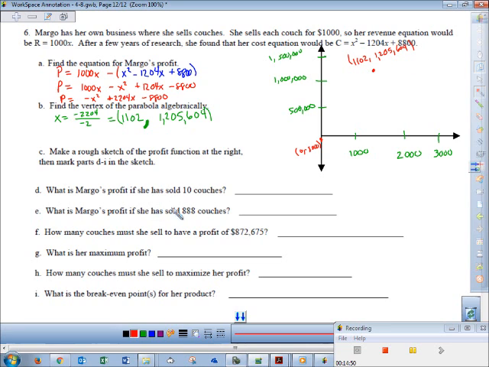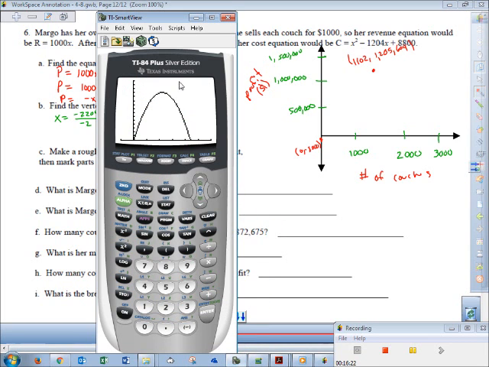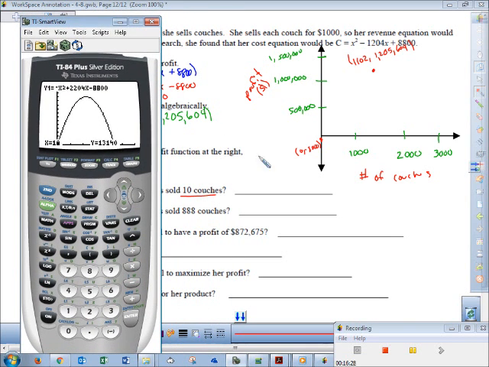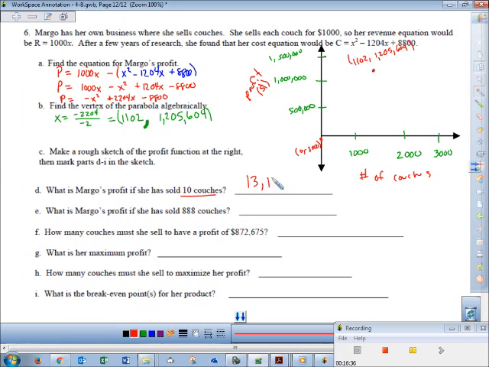And it says, what is Margot's profit if she sold 10 couches? So this is the number of couches on the x-axis scale, and this is the profit in dollars on the y-axis scale. If you sold 10 couches, well, that's where the calculator is going to help us now. Since 10 is an x value, I can just trace 10, and her profit is the y value. So $13,140.